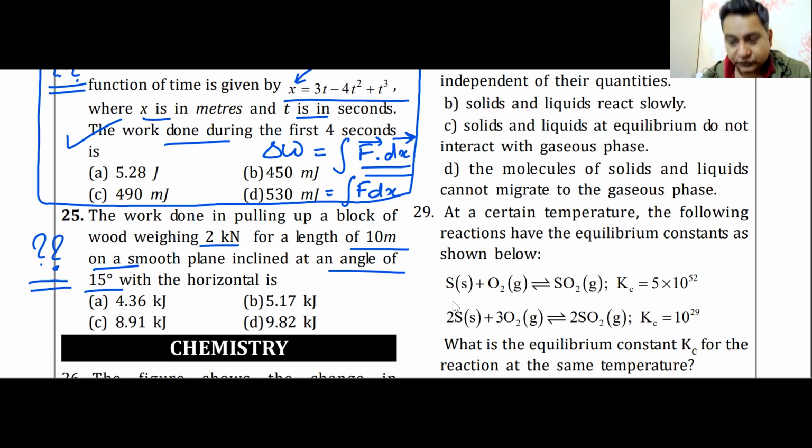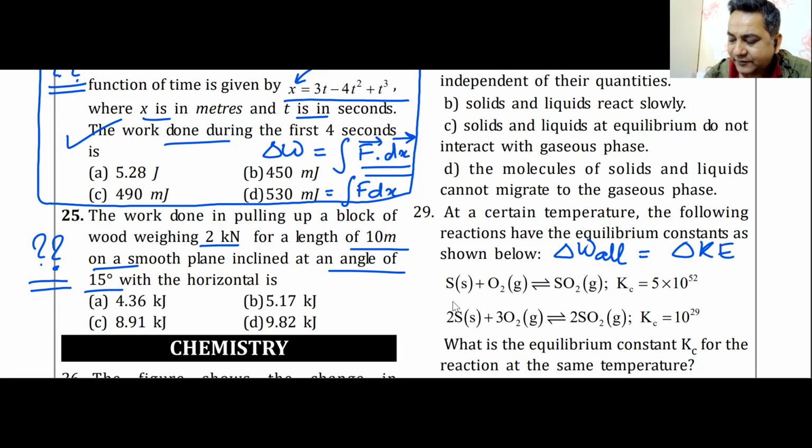Now, how to solve this? There was an important piece of information missing in this question, but I did not put it because this is the way the question might come to you in the examination hall. Now, remember what we did in the last class? We did that work done by all forces is equal to change in kinetic energy.